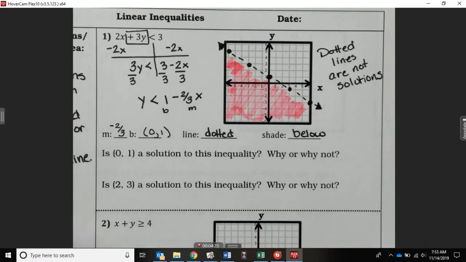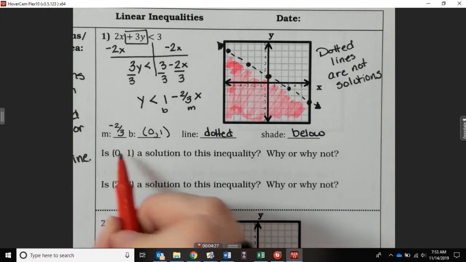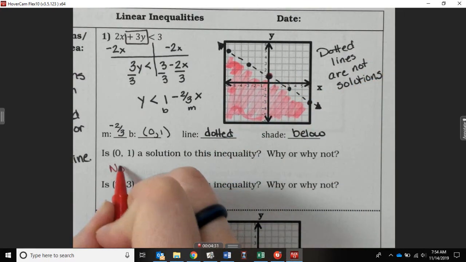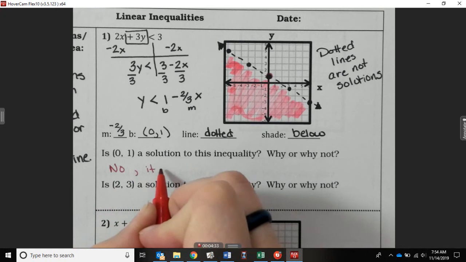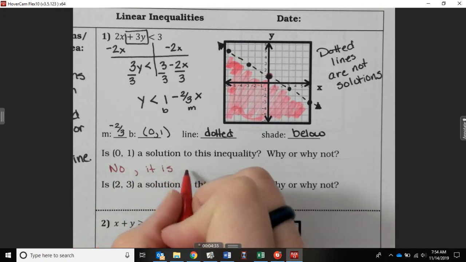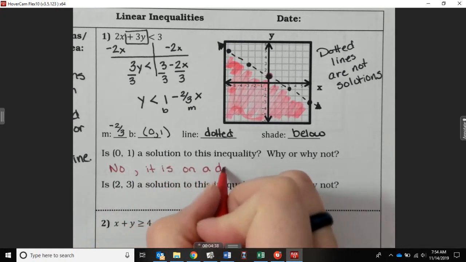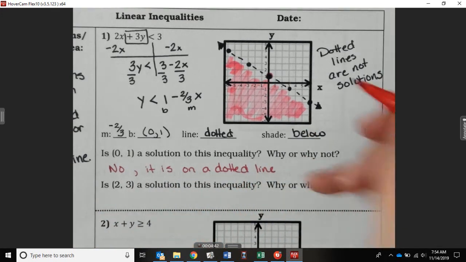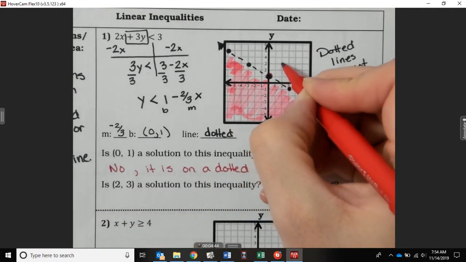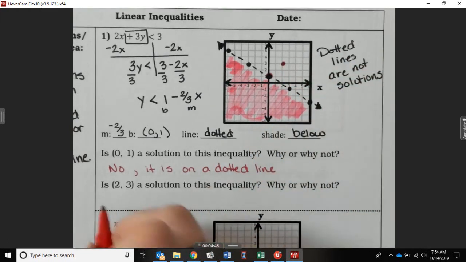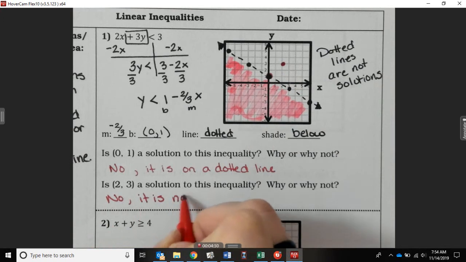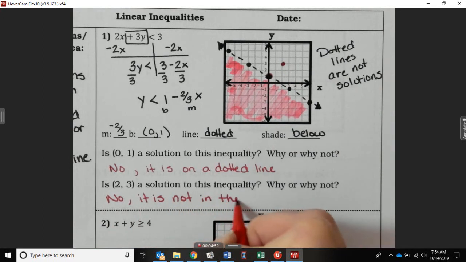So let's plot these points, 0, 1, which is my y-intercept, and that is not a solution because it falls on a dotted line. And then I have 2, 3, so 2, 3 is also not a solution because it is not in the shaded area.